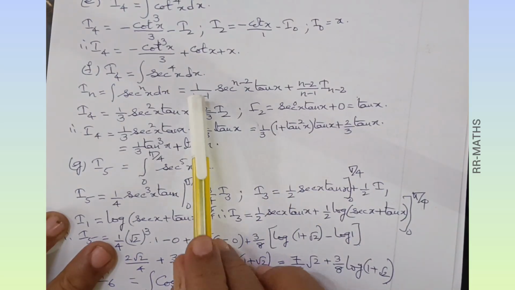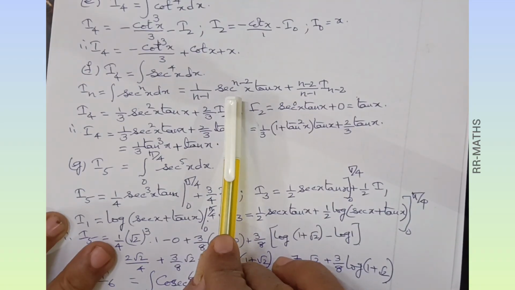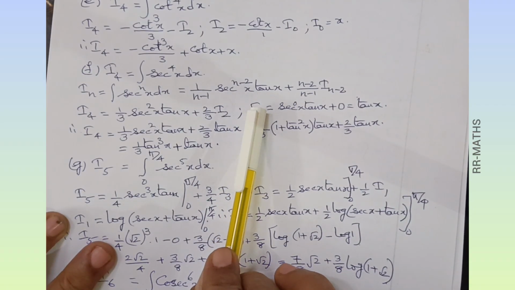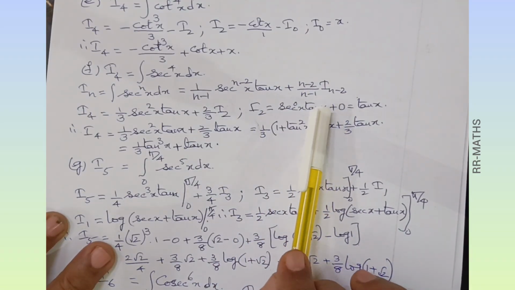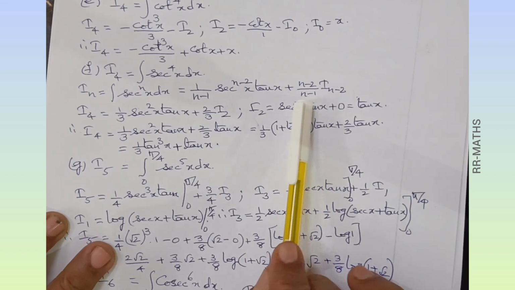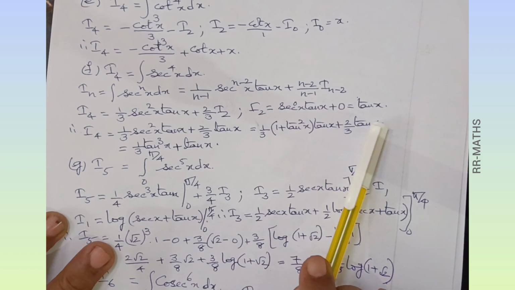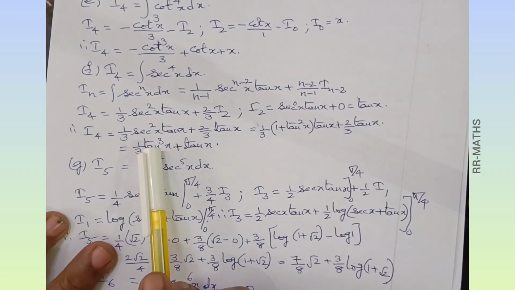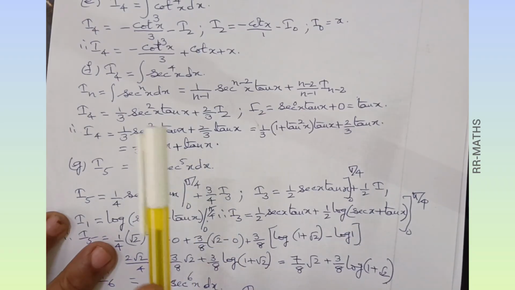So you get 1 by 2 minus 1, which is 1. And here secant to the power of 2 minus 2, which is 0. So secant power 0 x will be 1 into tan x plus this term will not exist here because the n minus 2 in the numerator will become 0 here. So this just reduces to tan x. So your formula here I4 is 1 by 3 secant square x tan x plus 2 by 3 tan x.